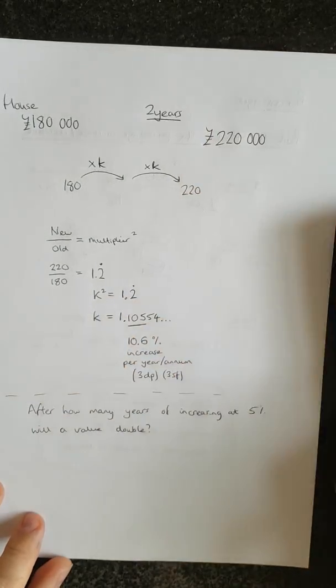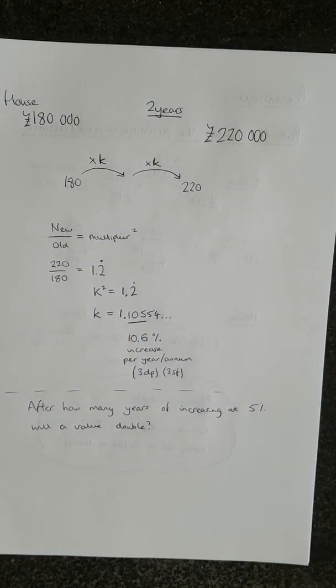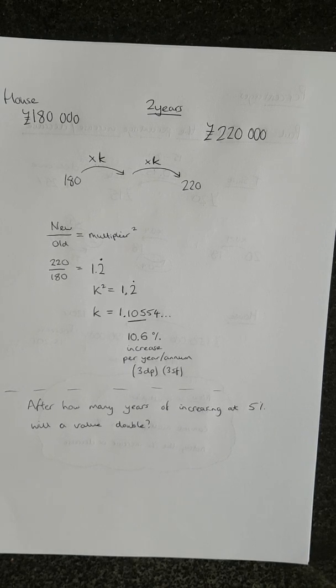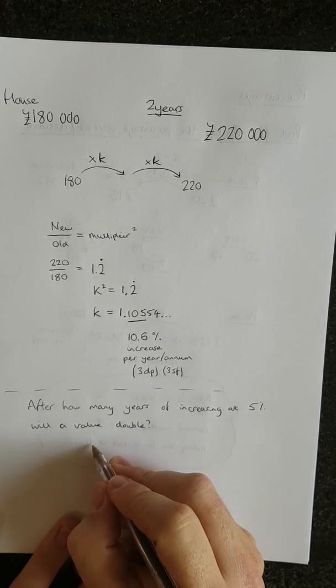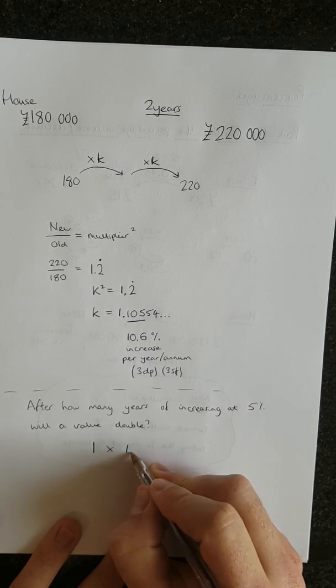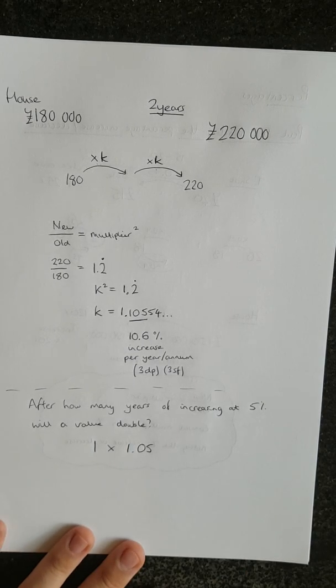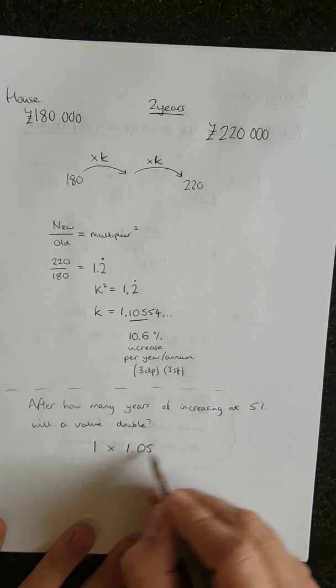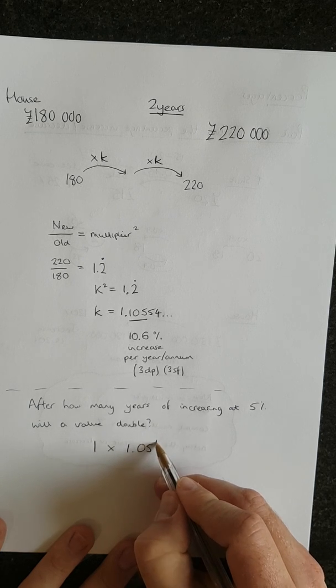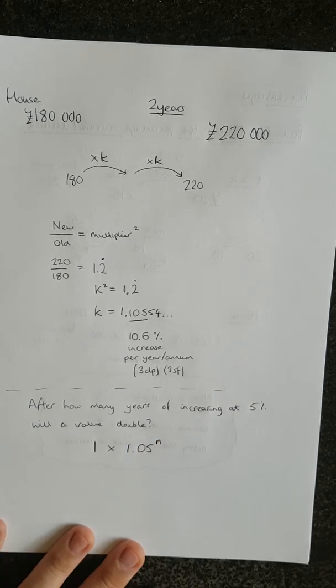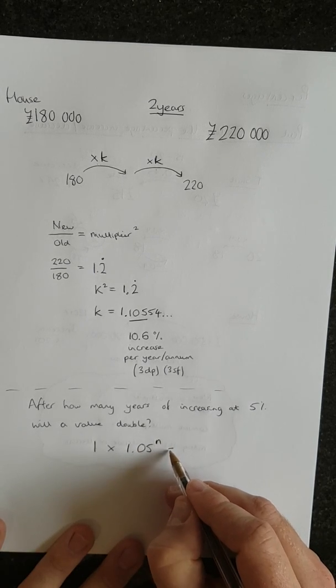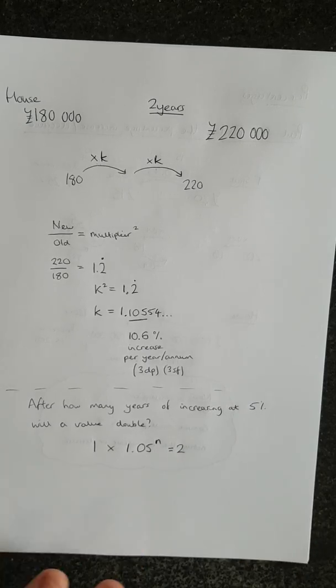Okay, and this is tied in with the idea of percentages. After how many years of increasing at 5% will a value double? Well, we don't know what the value is, so we call it 1, and we times it by 1.05 to increase it. Now we don't want to do it just once, we don't know how many times to do it, so we want to put here, could be any number, I'm going to call it n. Now we want the value to double, so we want the value to come out as 2.